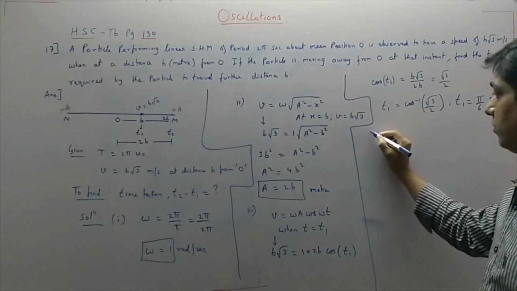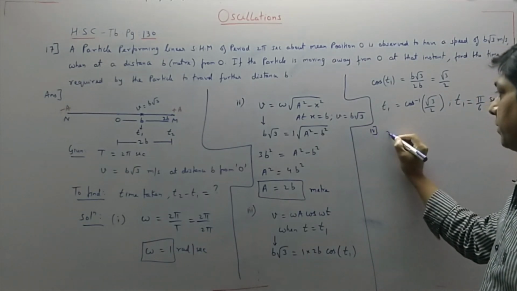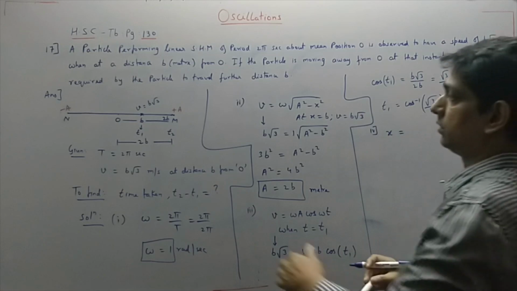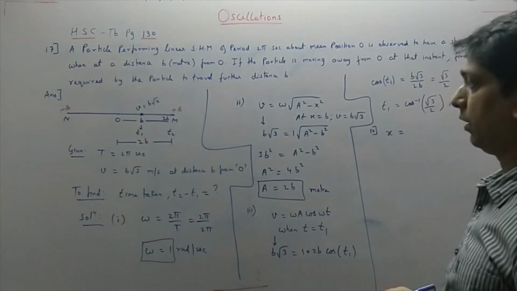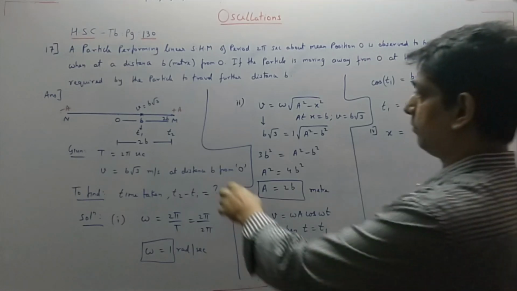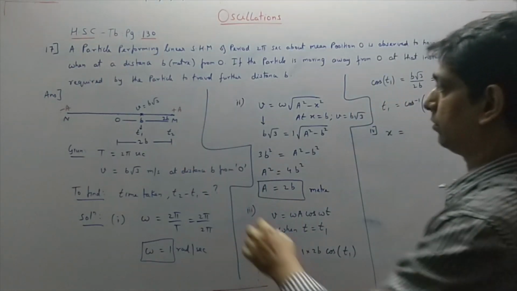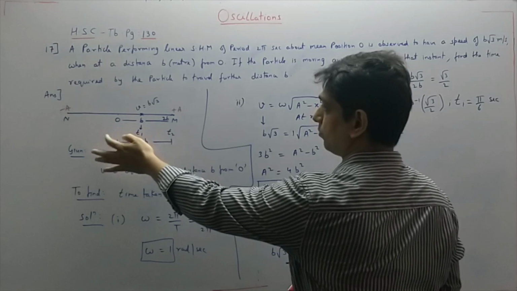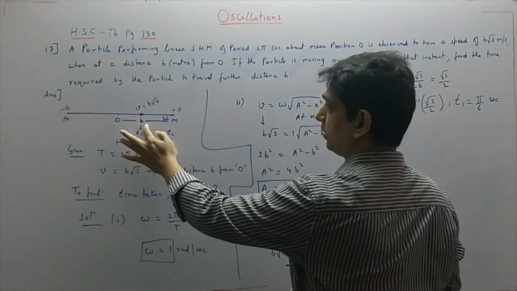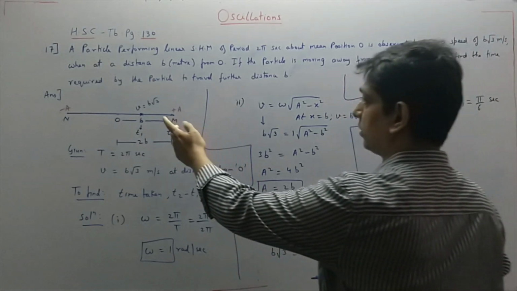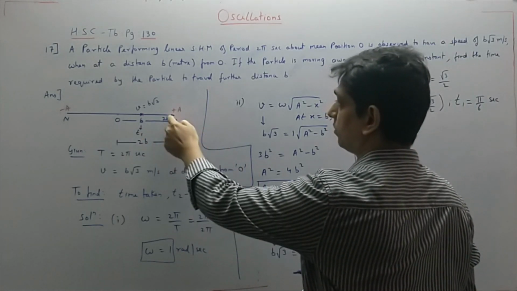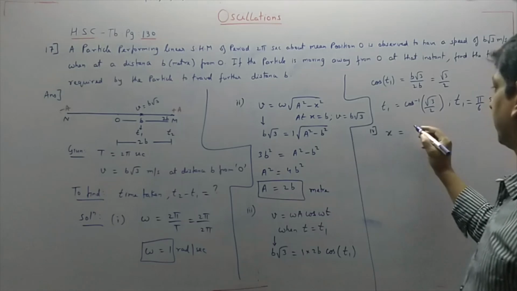Going further, one more formula we are going to take: the formula for displacement. When the particle reaches this point, what is the displacement? From displacement, I will get the time t2. When it is moving from O to B, x is b, and then it goes further b to 2b. So the x and the amplitude are the same here, and we can use this formula.